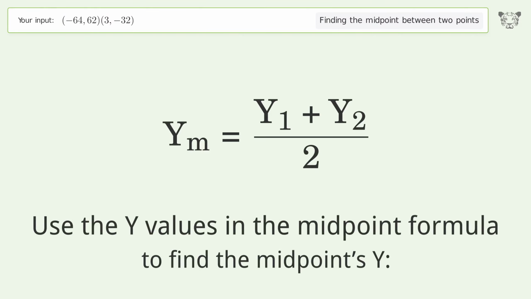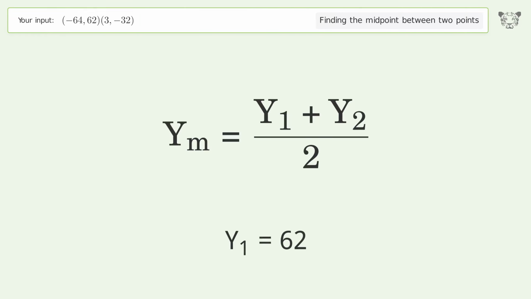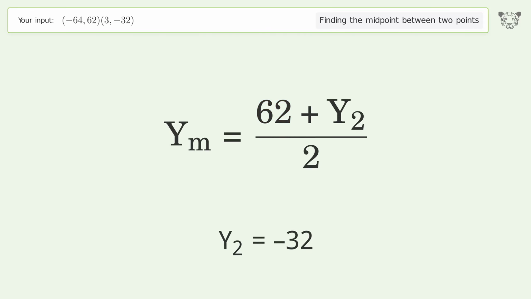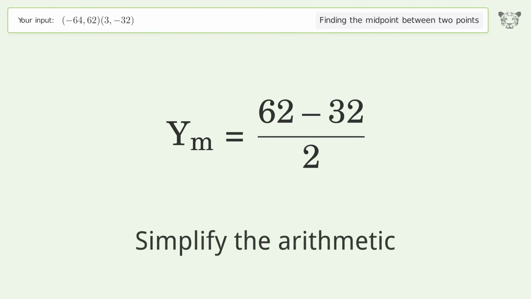Use the y values in the midpoint formula to find the midpoint's y. y1 equals 62. y2 equals -32. Simplify the arithmetic.